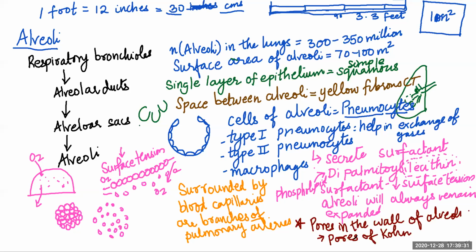There are pores in the walls of alveoli which are called pores of Kohn. All the alveoli are richly supplied with blood capillaries, formed by the branches of pulmonary arteries. Okay, so this is all about that. The Clara cells are actually the name given to macrophages, but type 2 pneumocytes can also engulf some microorganisms. So any engulfing cell is called a Clara cell.